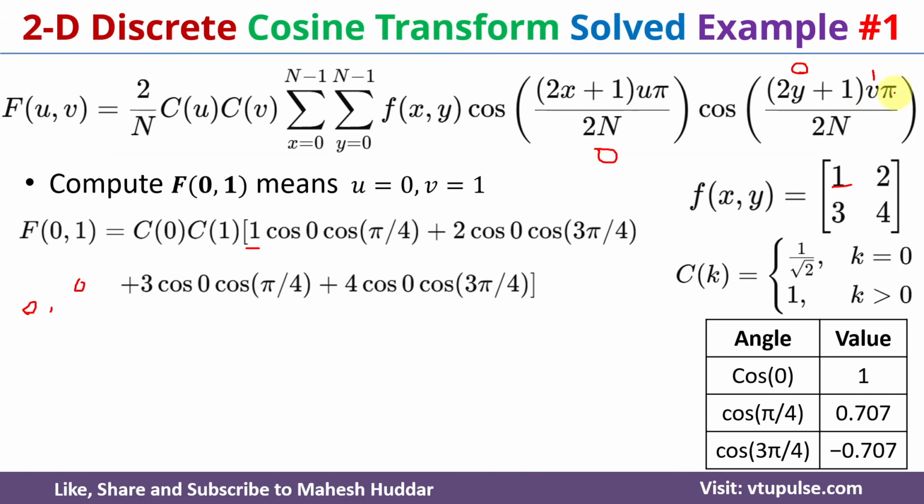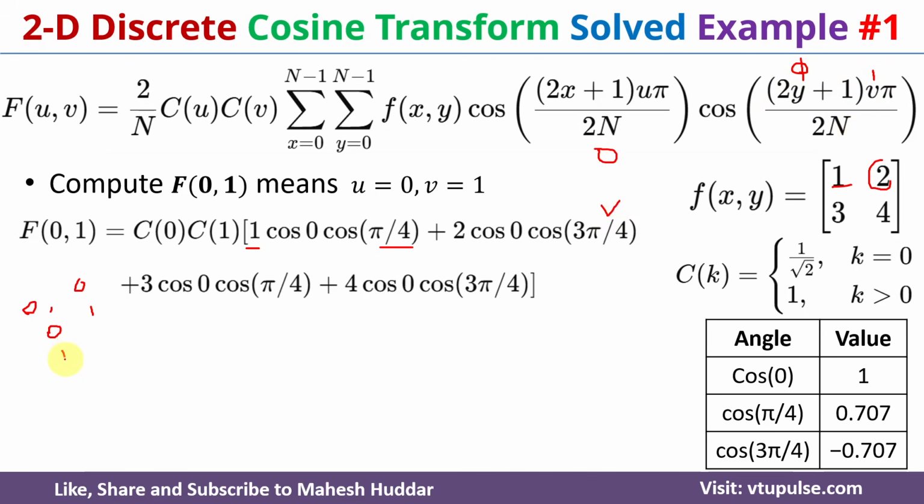It means 1 pi divided by 4, that is pi divided by 4, plus next one is 0, that is x value is 0, y value is 1. So 0, 1, that is the value is 2. 2 cos of 0, cos of, here we need to put a y value as 1. This will become 2 plus 1, 3, 3 pi divided by 4. That is what I have written here.